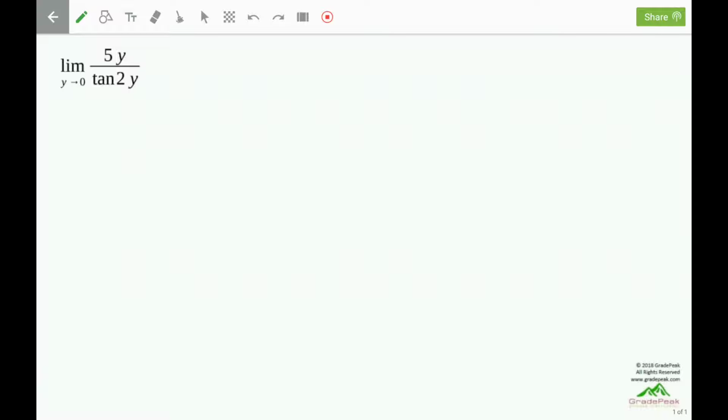Limit as y goes to 0 of 5y divided by tangent of 2y. The first thing we're going to do is plug a 0 in for each of the y's. That'll give us 5 times 0 over tangent of 2 times 0. 5 times 0 is a 0. 2 times 0 is a 0. And we have 0 divided by the tangent of 0.